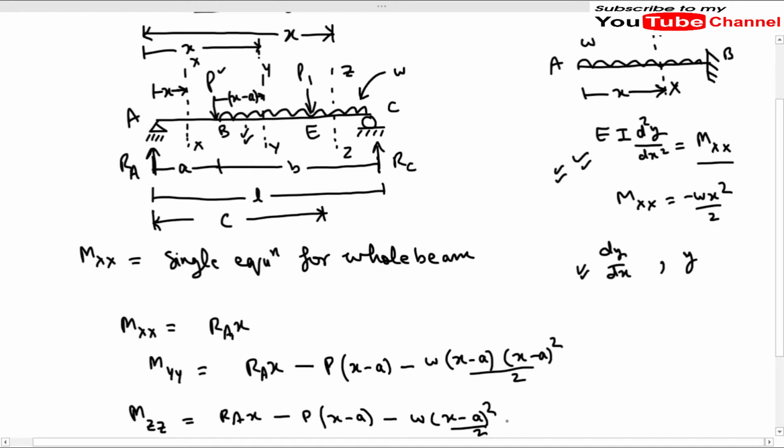And there will be another term due to this loading P1. The term will be P1 times (X minus C). This is the bending moment due to this loading P1. Why X minus C? Because this P1 is acting at a distance C from A, and the section is at a distance X. I hope it is very clear how we have to write these equations for different sections in a beam.